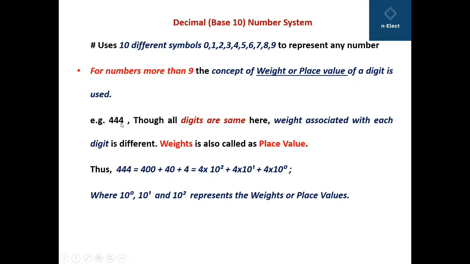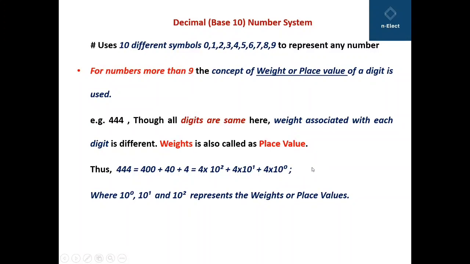Suppose 444 is the decimal number given. Though here all the digits are the same, the weights associated with different digits are different. Weights are also called the place value. For example, 444 can be written as 400 plus 40 plus 4. Or it can also be written as: 400 can be written as 4 into 10 raised to power 2, plus 40 can be written as 4 into 10 raised to power 1, plus 4 can be written as 4 into 10 raised to power 0.